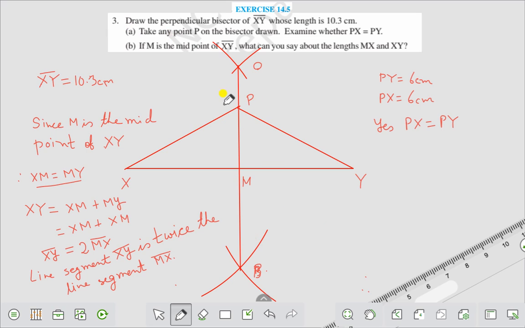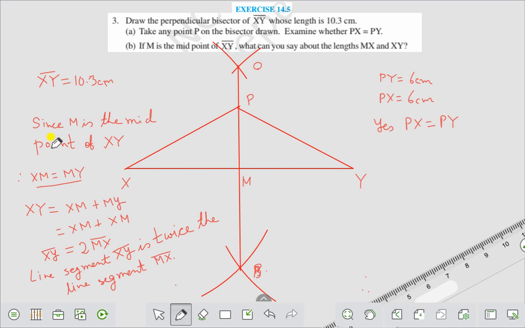Now take a point P on the bisector. We have taken a point P on the bisector and drawn the lines PX and PY. By measurement, we have shown that PX and PY are equal. Yes, they are equal, that is PX equal to PY. If M is the midpoint of XY, so you have taken a point M, that is the midpoint, because it is the perpendicular bisector of the line XY. The M is the midpoint.